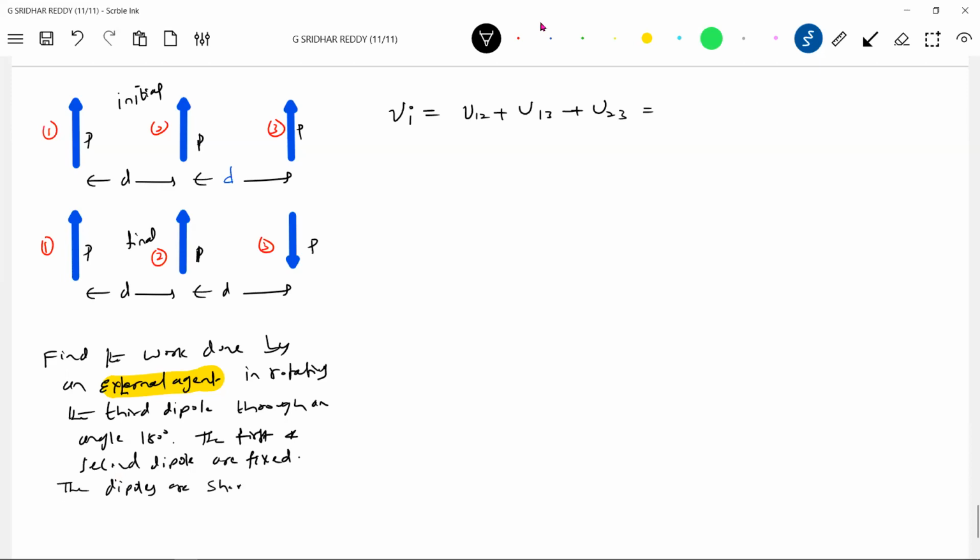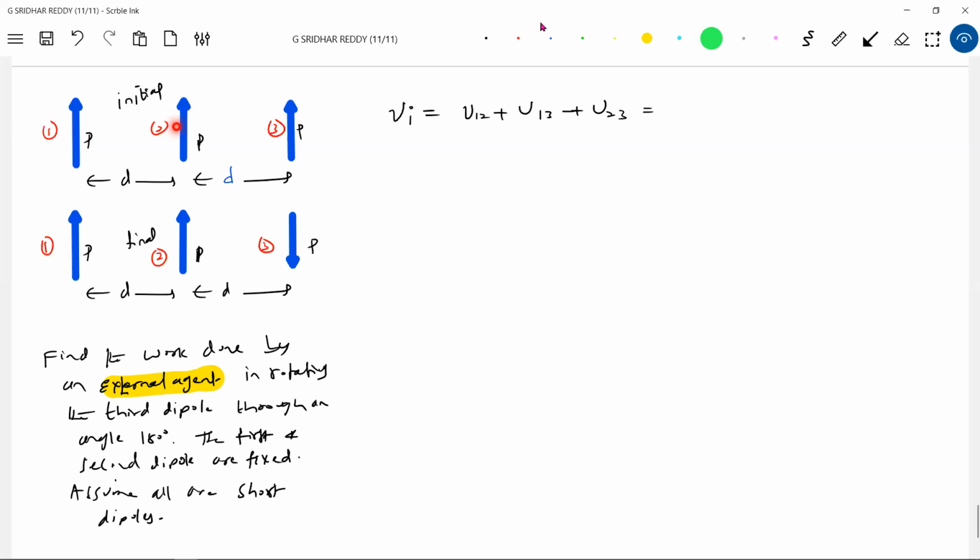The dipoles are short. Assume all are short dipoles. Okay, there's a basic condition. What is the methodology? I'll assume that the second dipole is present in the field of the first dipole, and I'll calculate the interaction potential U. And what is the distance? This second dipole is present on the bisector.